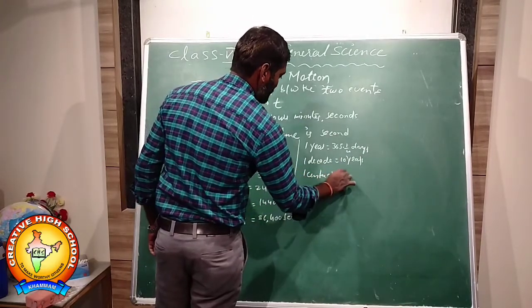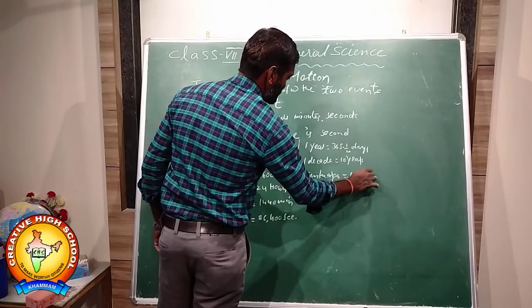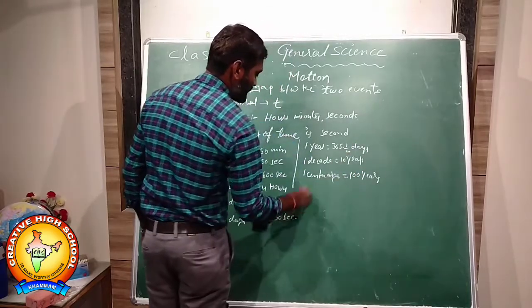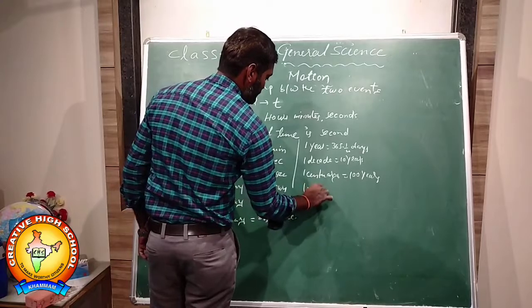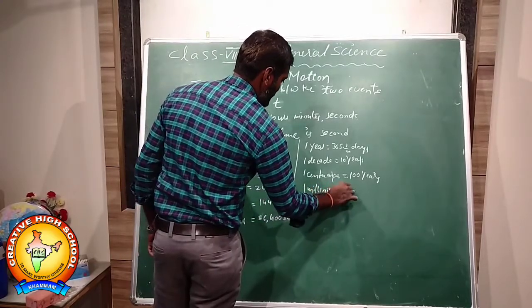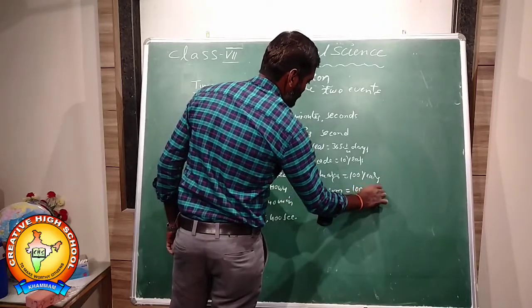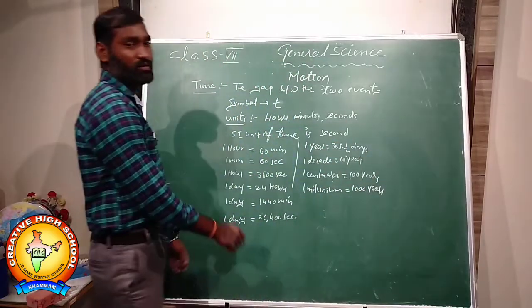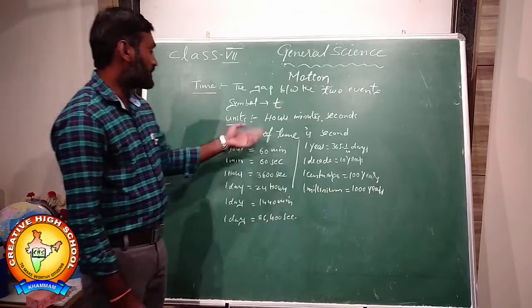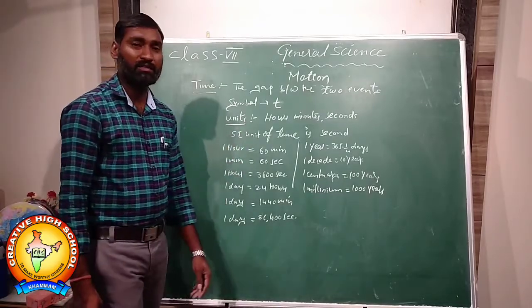1 century is equal to 100 years. Same, 1 millennium is equal to 1000 years. So this information you know, all of you. So as a unit of time, which instrument is used to measure time?